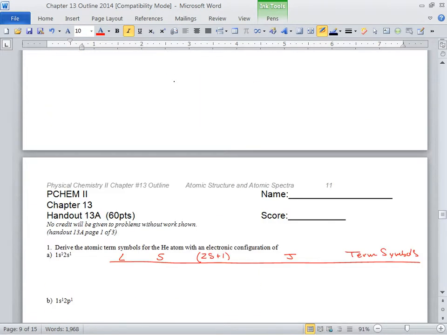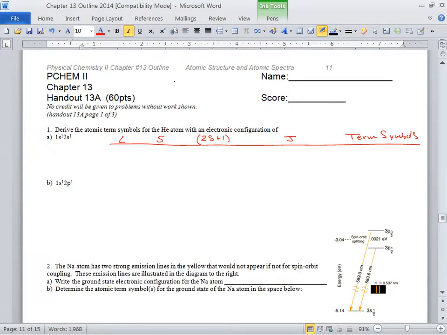So smaller objects only precess at specific angles? Mm-hmm, because their energy is quantized. And they only precess at certain frequencies. But I don't think you're going to see that on the P-Chem exam, because we didn't talk about that too much. So I wouldn't worry about that.